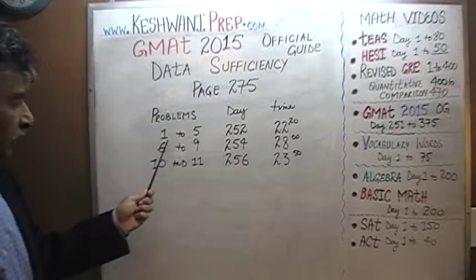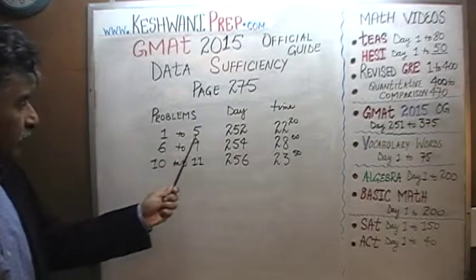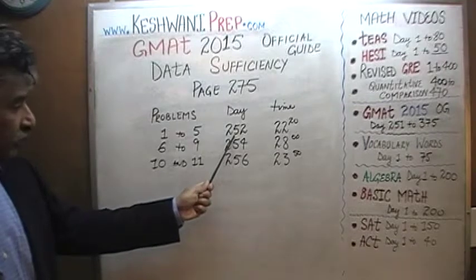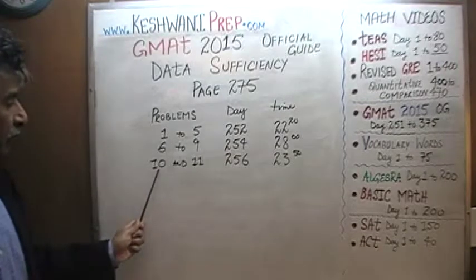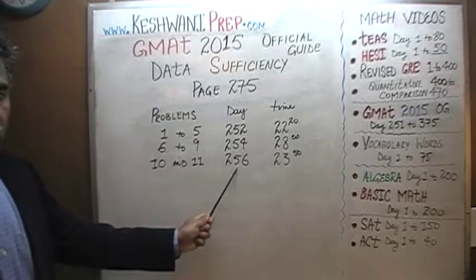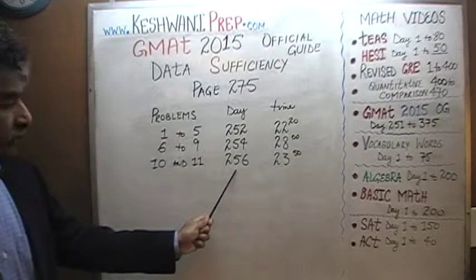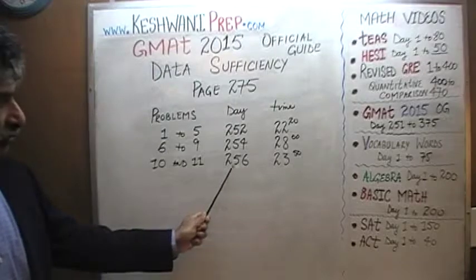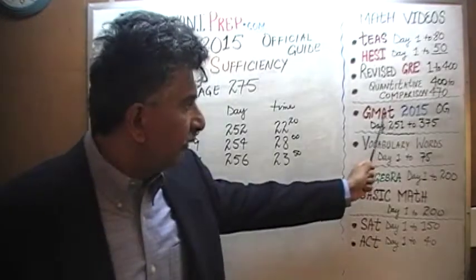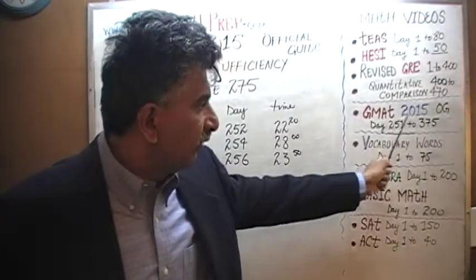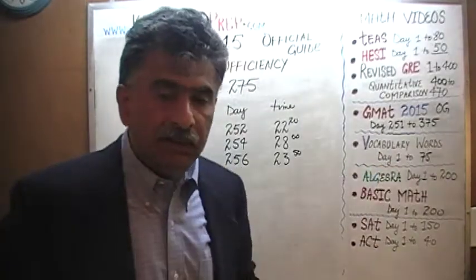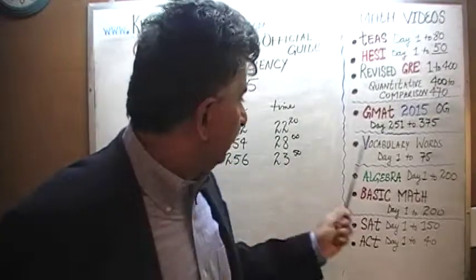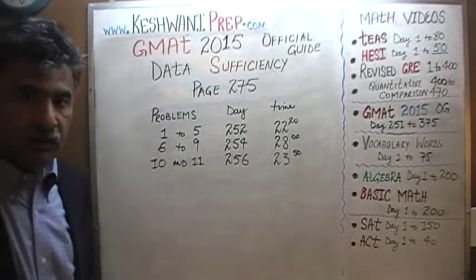So let's get going. You will find the solutions to problems 1 through 5 on day number 252, 6 through 9 on day number 254, and problems 10 and 11 are the two problems that we did on day number 256. You will find the solutions to all the math problems appearing in the 2015 edition from day 251 through 375. Just type in GMAT Math, day 252, and you will find the video immediately.